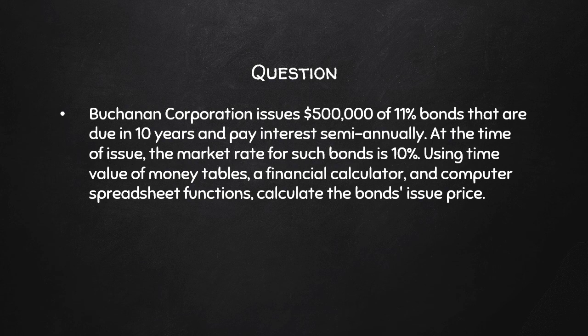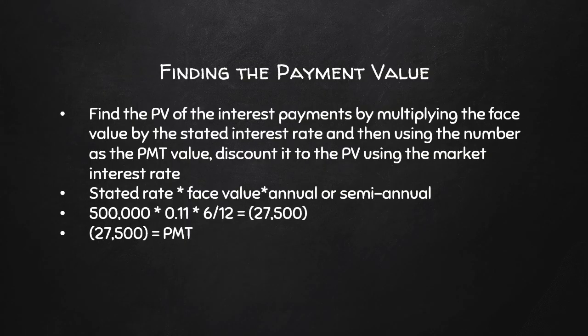Here's a question. Buchanan Corporation issues 500,000 of 11% bonds that are due in 10 years and they pay interest semi-annually. However, at the time of issue, the market rate for such bonds is 10%. So using time value of money table, financial calculator, and computer spreadsheet functions, calculate the bond's issue value. Here's how it would work.